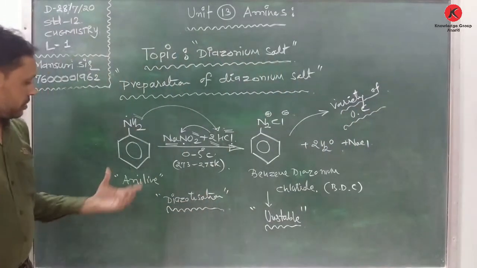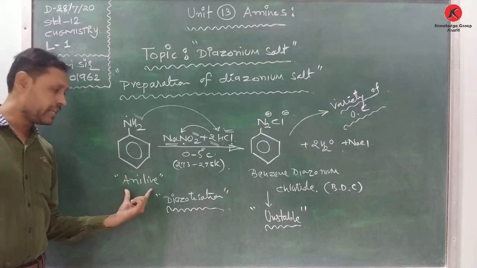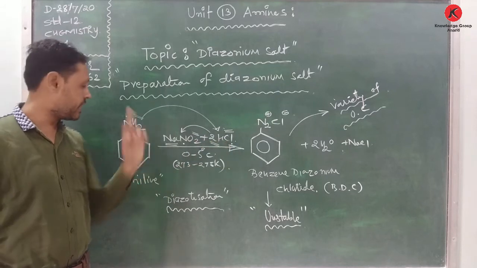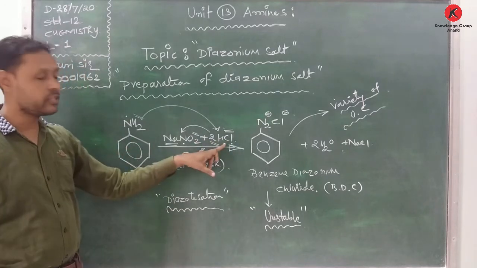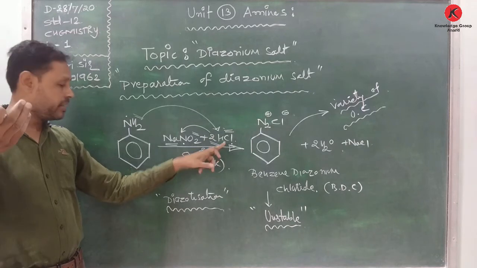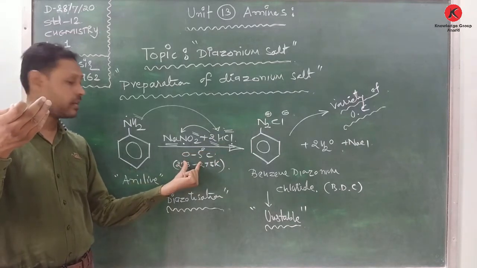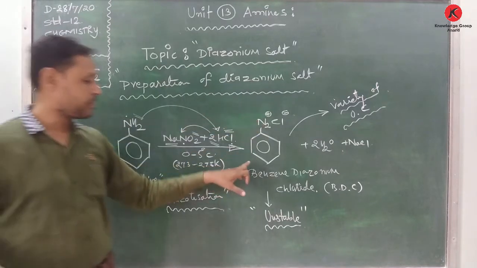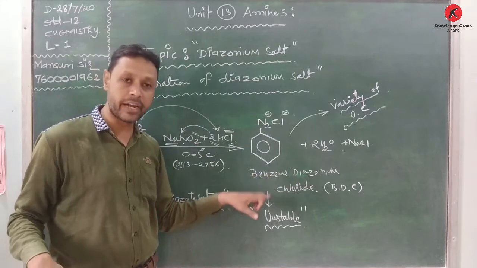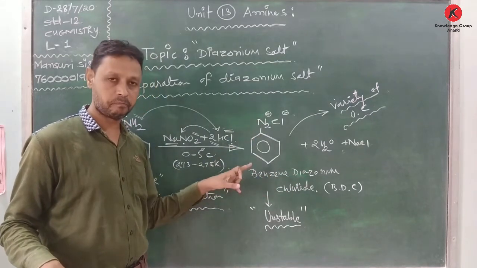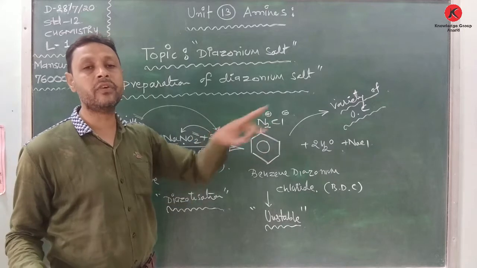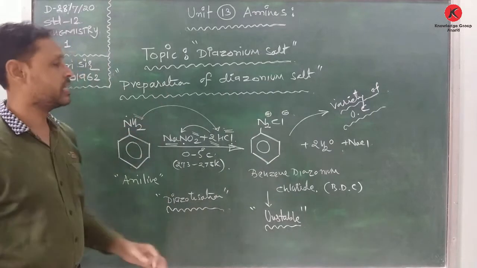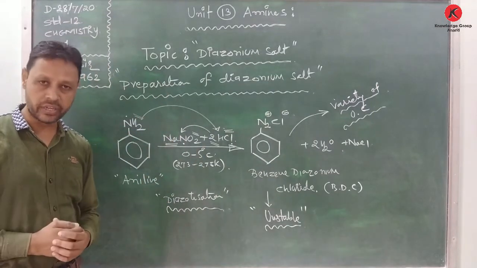So what we have done: when aniline reacts with the mixture of sodium nitrite and hydrochloric acid, that means when aniline is dissolved in hydrochloric acid and, maintaining temperature 0 to 5 degrees and gradually adding sodium nitrite, we form the precipitation of benzene diazonium chloride, which is unstable, and this substance is converted into a variety of organic compounds. This reaction is known as diazotization.